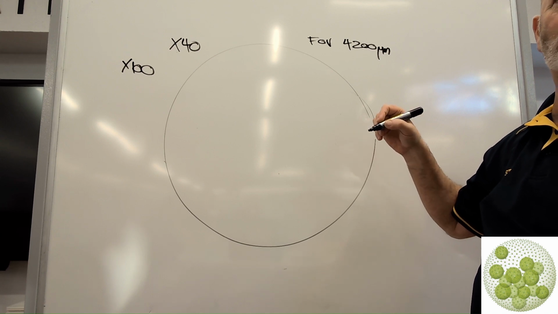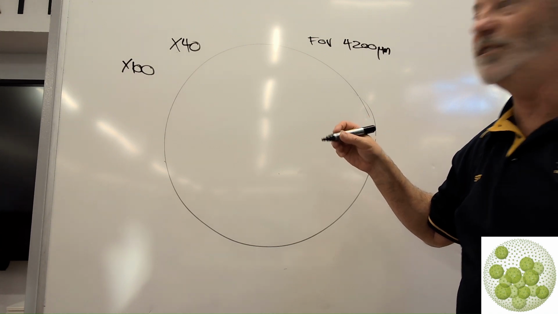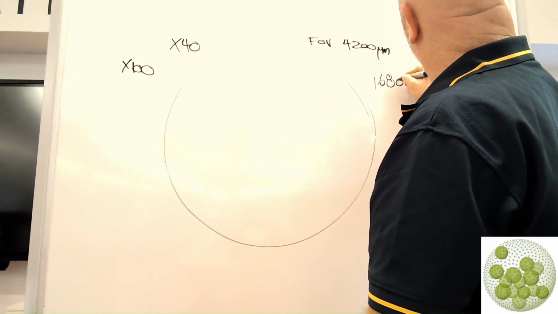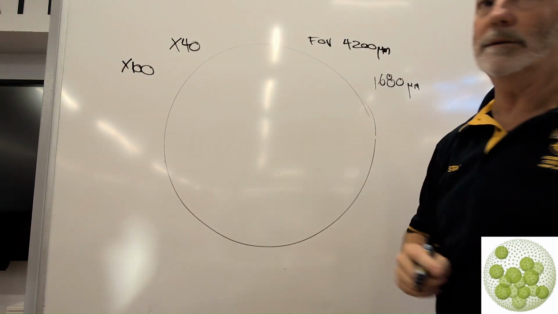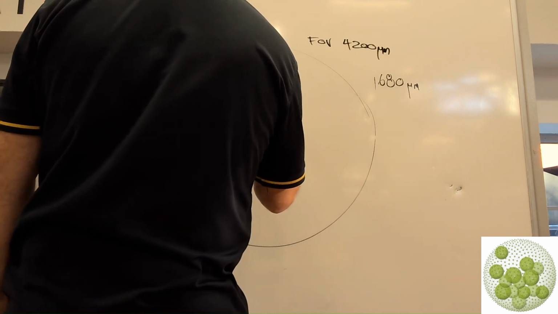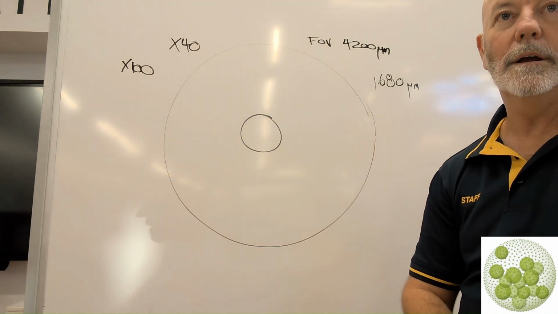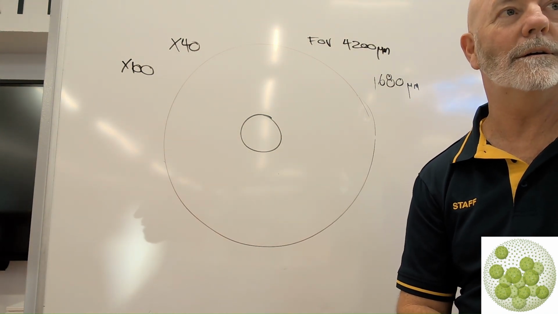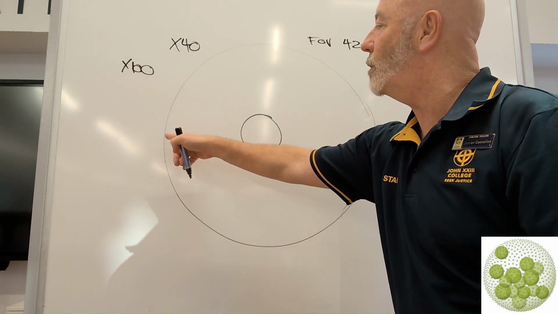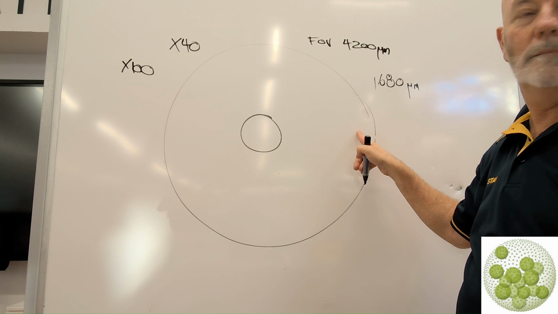Do you remember what the field of view was at times 100? 1680. So we now know that the field of view is 1680 micrometers. Now I've got a different cell. Okay, there's my cell. In this case, you'll need a ruler. The first thing we need to do is measure the distance from this side to this side on a diagram. So actually measure.